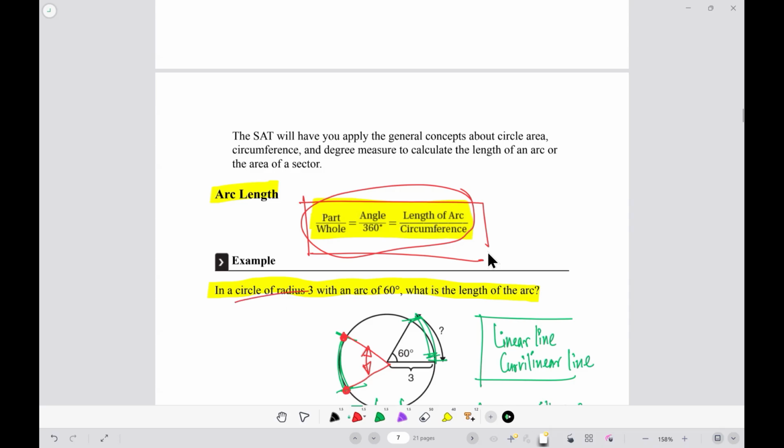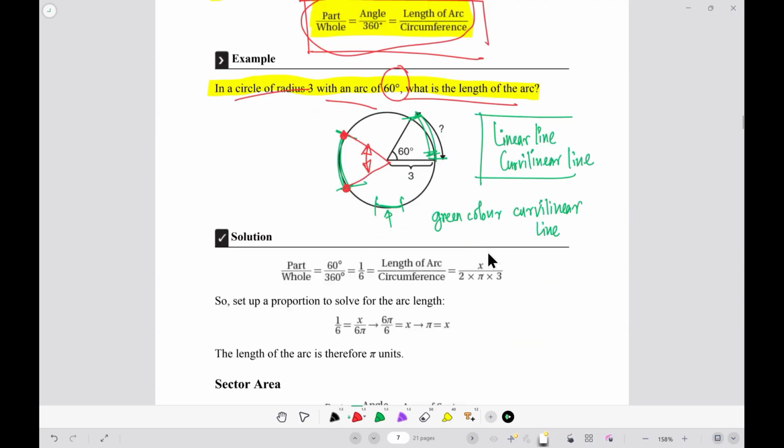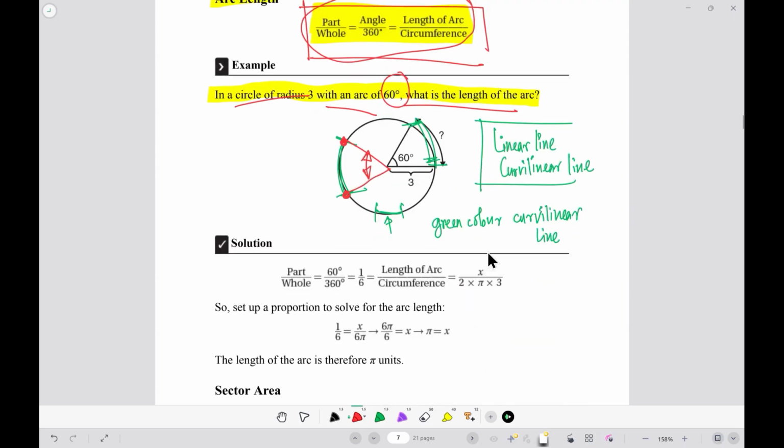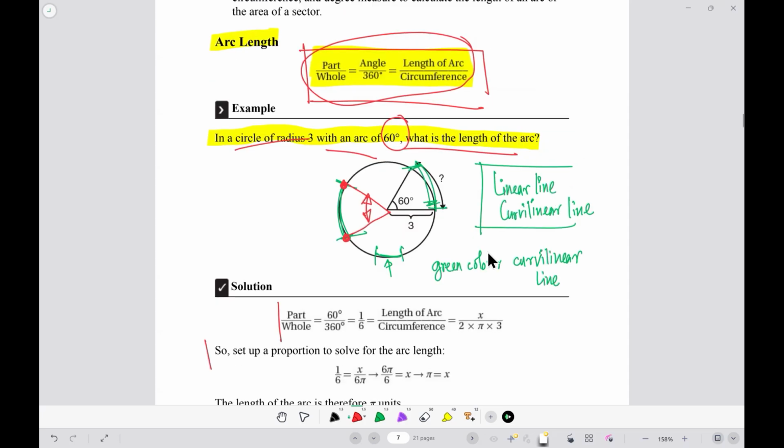The circle has the radius 3 with an arc of 60 degrees. What is the length of the arc? We are asked to find the length of the arc. To find it, we just need to find the part divided by the whole. You can solve this by the given formula. It's quite simple, and then you just need to do the proportion.